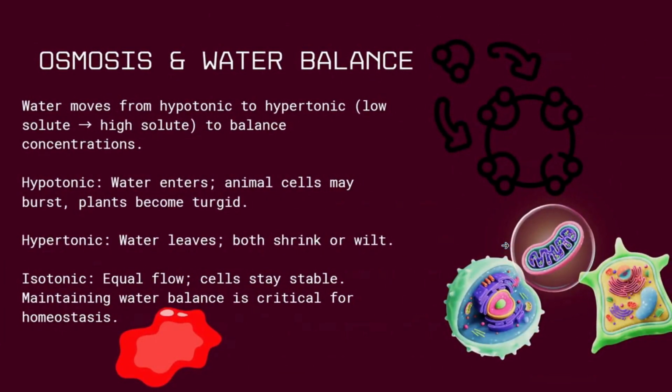So, osmosis and water balance. Water always moves from hypotonic to hypertonic, from low solute to high solute. Hypotonic means water enters: animal cells burst, and plants get turgid. Hypertonic means water exits: cells shrink or wilt. Isotonic means balance, so water balance equals survival.